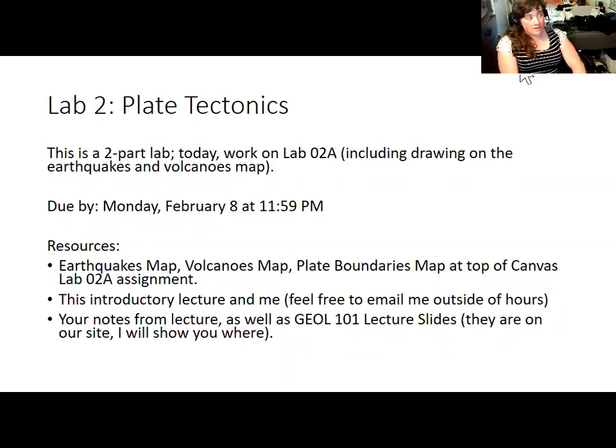For today's lab, I'll open Canvas again at the end of this to show you what you should be looking at, but you'll be working on lab 02A. There are actually two assignments listed for 2A, because there's the lab quiz that has most of the questions, and then there's also a place where you upload a figure that you've drawn on, where you've marked earthquakes and volcanoes and different types of plate boundaries. I'll show you where that is in just a moment. If you don't finish this in class today, this will be due on Monday, February 8th at 11:59 p.m.